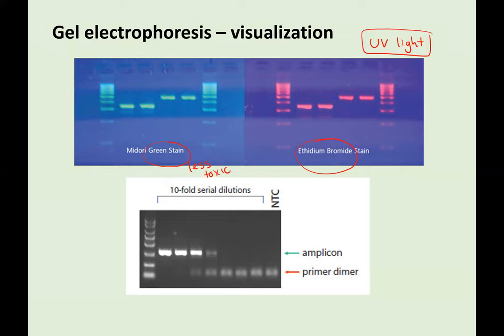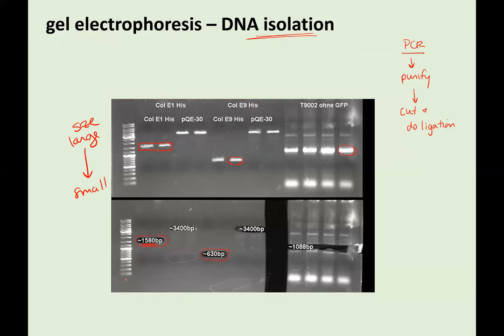What else do I want to say? Oh, these things that you always see on the ends, these are called size standards or size markers. And so here, if you looked back at this gel that had some information, this was the size standard. So this is a standard piece of DNA you buy from the store, and it runs at a very specific size. And that's how they knew that this piece of DNA was 3,400 base pairs, and this one was 1,580, and this one was 630 based on these bands.